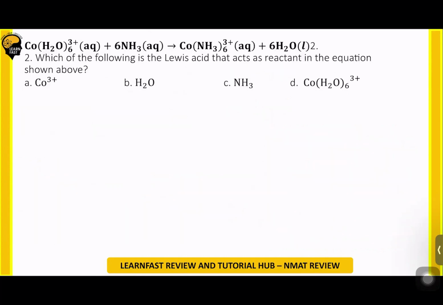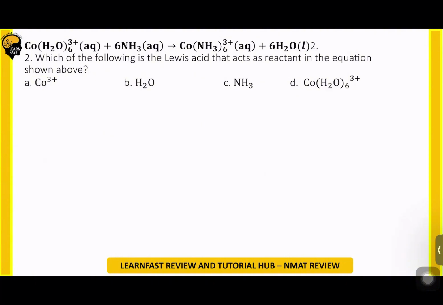Okay, next question. Which of the following is the Lewis acid that acts as reactant in the equation above? Letter A, cobalt 3 plus. Letter B, water. Letter C, NH3. And letter D, hexaamine cobalt 3 plus. So first, we should define what we mean by Lewis acid.